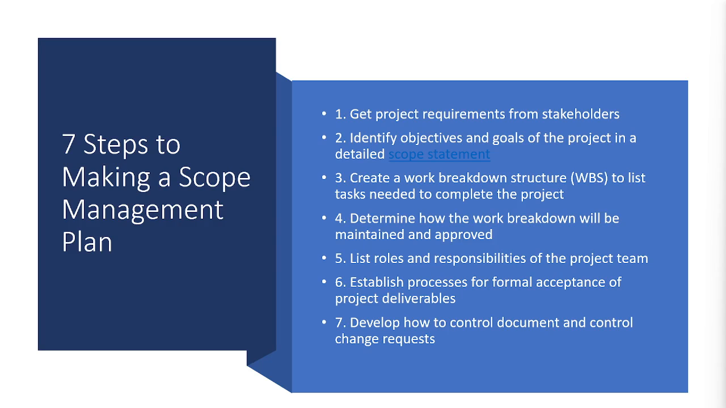So the 7 steps in making a scope management plan. Get the project requirements from stakeholders. Identify objectives and goals. Create a work breakdown schedule or structure. Determine how the work breakdown will be maintained and approved. List the roles and responsibilities of the team. Establish processes for formal acceptance of the project deliverables. And develop how to control the documents and change requests.